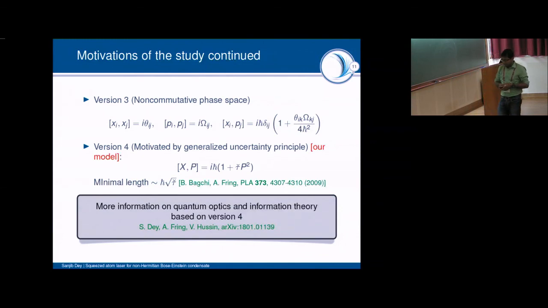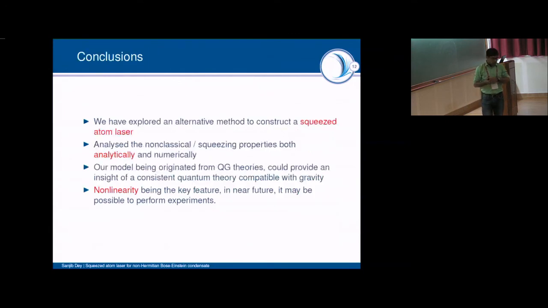So in this review, we have actually worked out some problems, which, if you're interested, one might see. So with that, I will conclude. We have an alternative method to construct a squeezed atom laser. And we have everything analytically, so one can just do whatever they want. Since the model originated from quantum gravity theories, it might give some insight into a deformed quantum theory, or a consistent quantum theory which is compatible with quantum gravity theories.